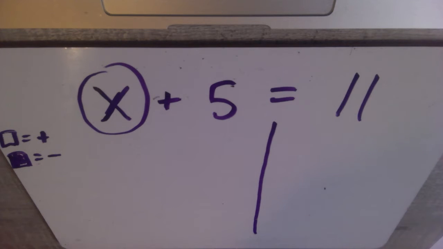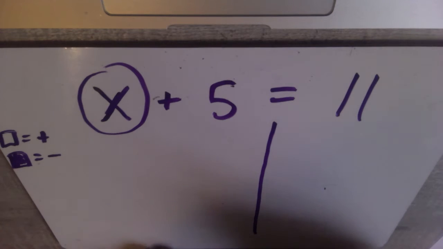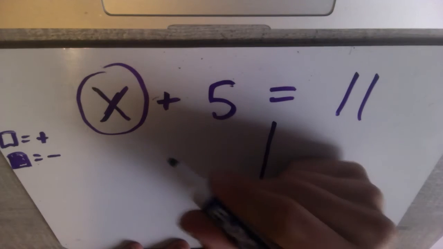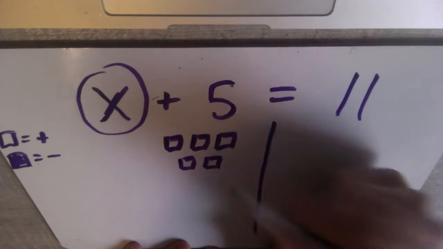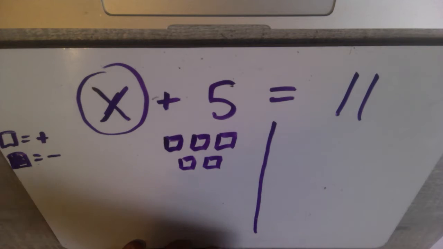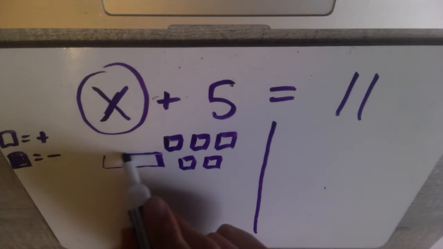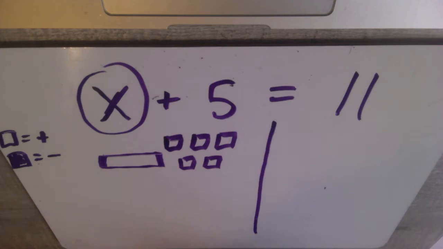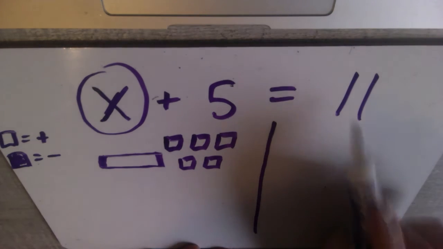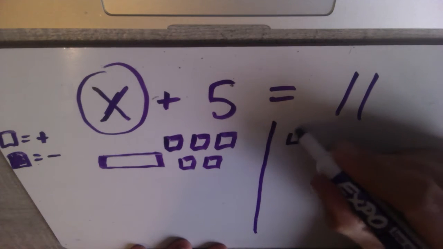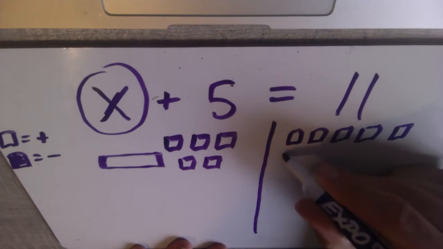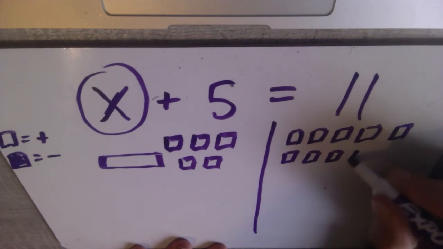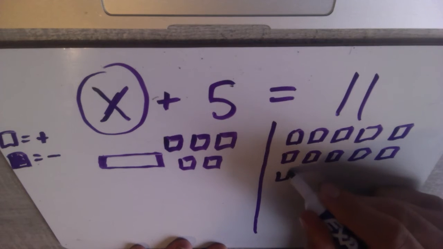So, getting started, what do we have on this left side? We have positive 5. So we're going to draw 1, 2, 3, 4, 5 tiles. How do we represent the variable? We represent that with a rectangle. So just a non-shaded in rectangle because it is a positive variable. On my right side I have 11, and that's positive. So 11 tiles non-shaded in, 4, 5, 6, 7, 8, 9, 10, 11.